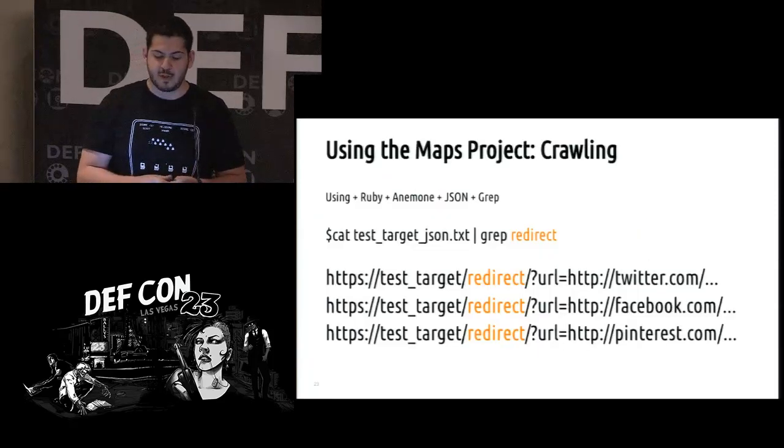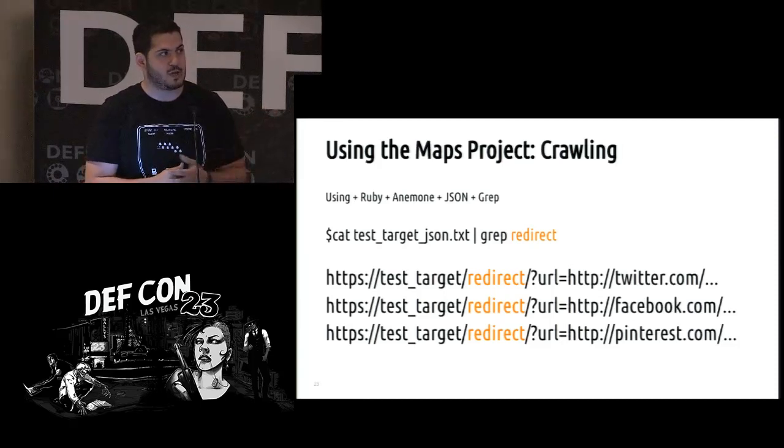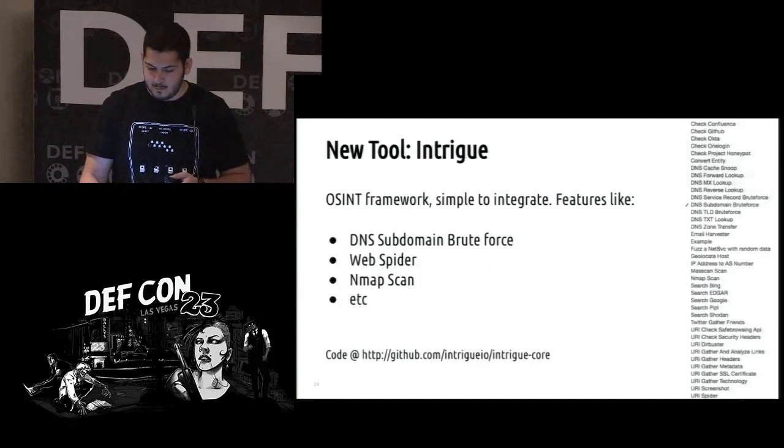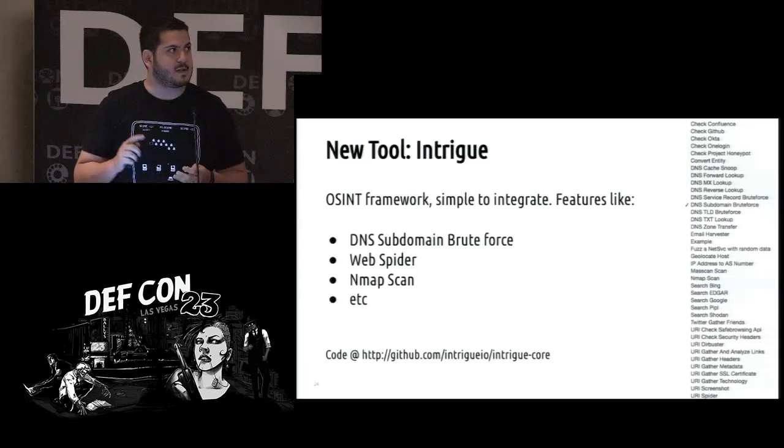So what we ended up doing with this, using Ruby, we wrote a script, we fed every single one of those JSON files, and we crawl them. And using grep, we grep redirect, and you can see we couldn't disclose the domain, but there's a bunch of sites that are out there that have the redirect that you can easily report and take them out and report it to the vendor.